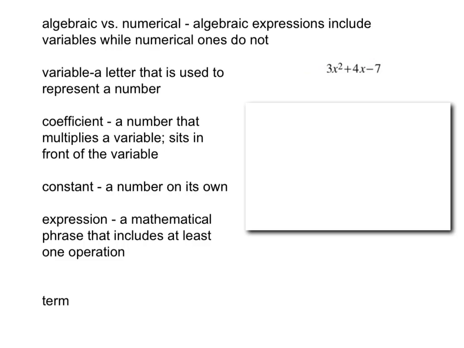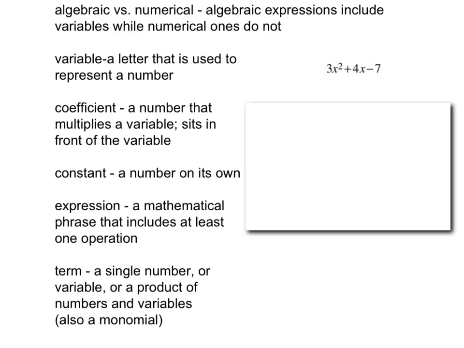And finally, the last term on the list for today is term. So finally, term, a single number or variable or a product of numbers and variables. This is also called a monomial. So over here on the right, this has 3 terms. 1, 2, 3. They do have special names. We'll get to that later in the year, but they do have special names: quadratic term, linear term, constant term. If you like vocabulary, you want to start learning that stuff.